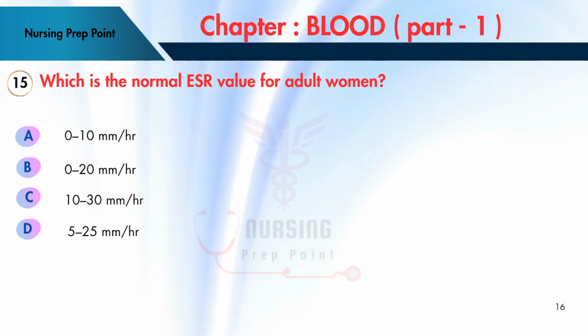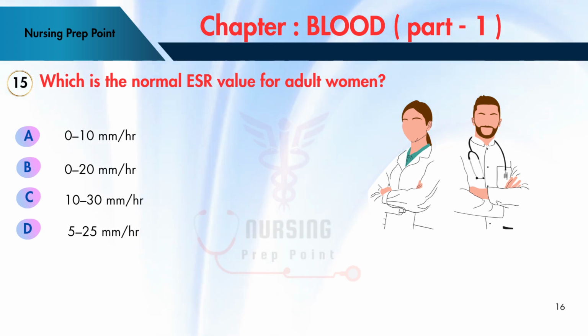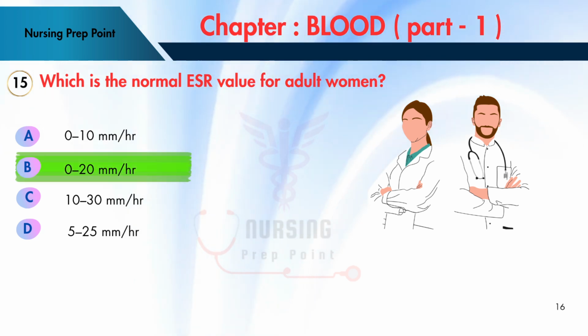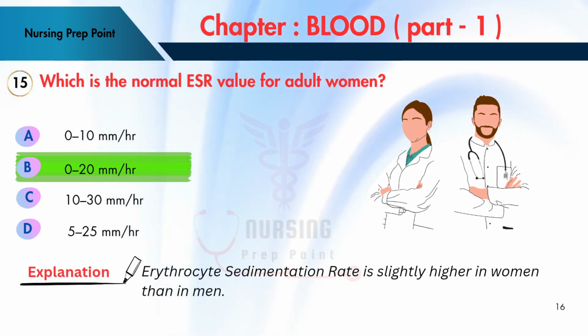Which is the normal ESR value for adult women? Option A, 0 to 10 mm per hour. Option B, 0 to 20 mm per hour. Option C, 10 to 30 mm per hour. Or option D, 5 to 25 mm per hour. The correct answer is option B, 0 to 20 mm per hour. Explanation. Erythrocyte sedimentation rate is slightly higher in women than in men.